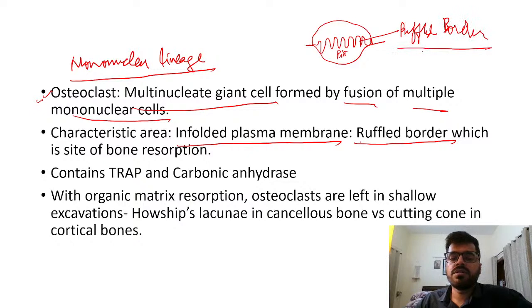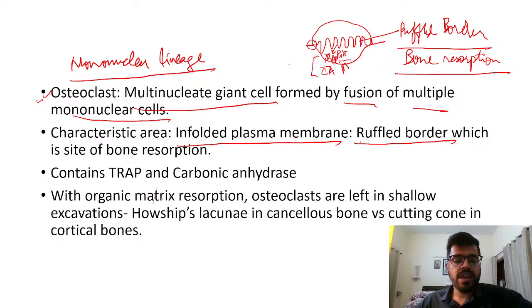This is the ruffled border, which is the site for bone resorption. This is the pit. This is the sealing area. Integrins seal this area and adhere tightly. So the cell is tightly adhered to the sealing area, and this ruffled membrane secretes various enzymes such as TRAP and carbonic anhydrase, which leads to bone resorption.